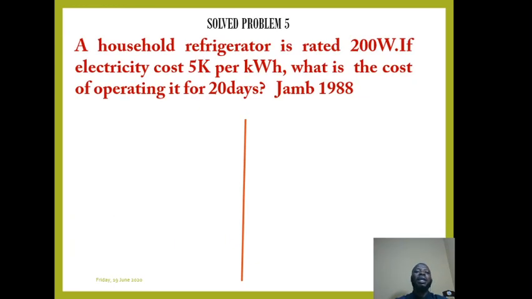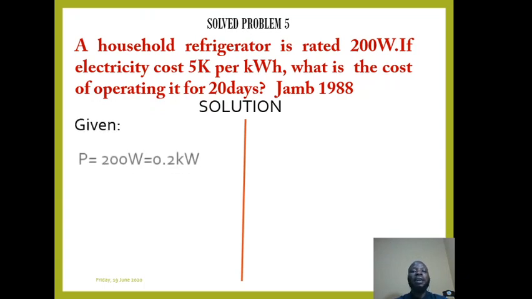Now let's look at the next one, the fifth question that we have here. A household refrigerator is rated 200 watt. If the electricity cost is 5 kobo per kilowatt hour, what is the cost of operating it for 20 days? So to solve this one, our usual step is to state out the parameters given to you in the question. The first parameter given to us in this question is the power.